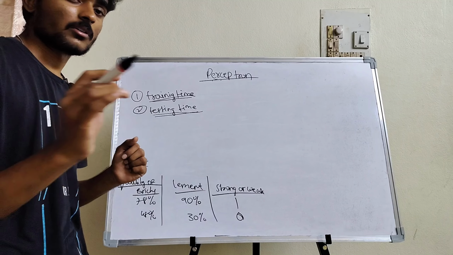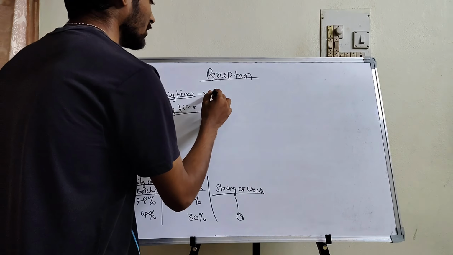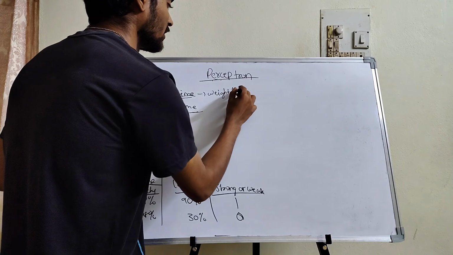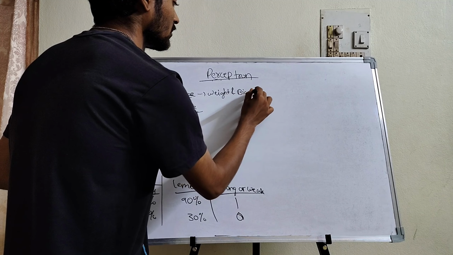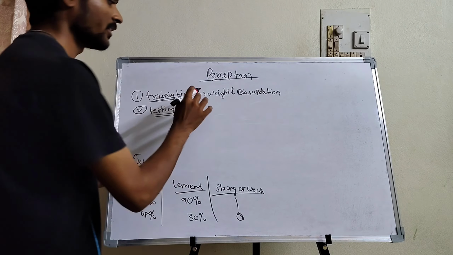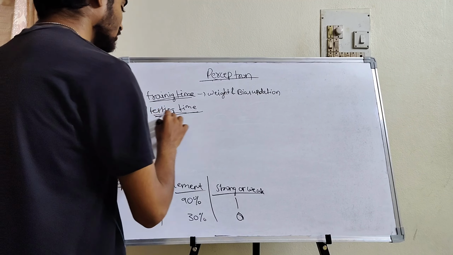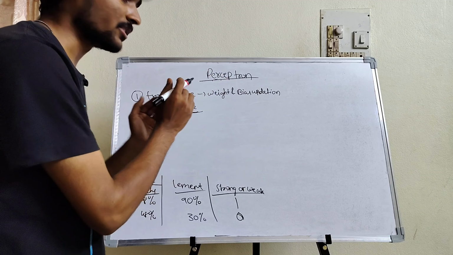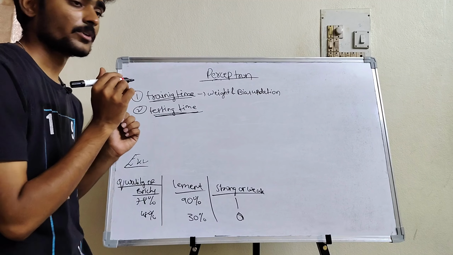In training time, the weight updation and bias updation is done. These two things are done in training time. But in case of testing time, these two things are not done. Weight updation and bias updation are not done in case of testing time.